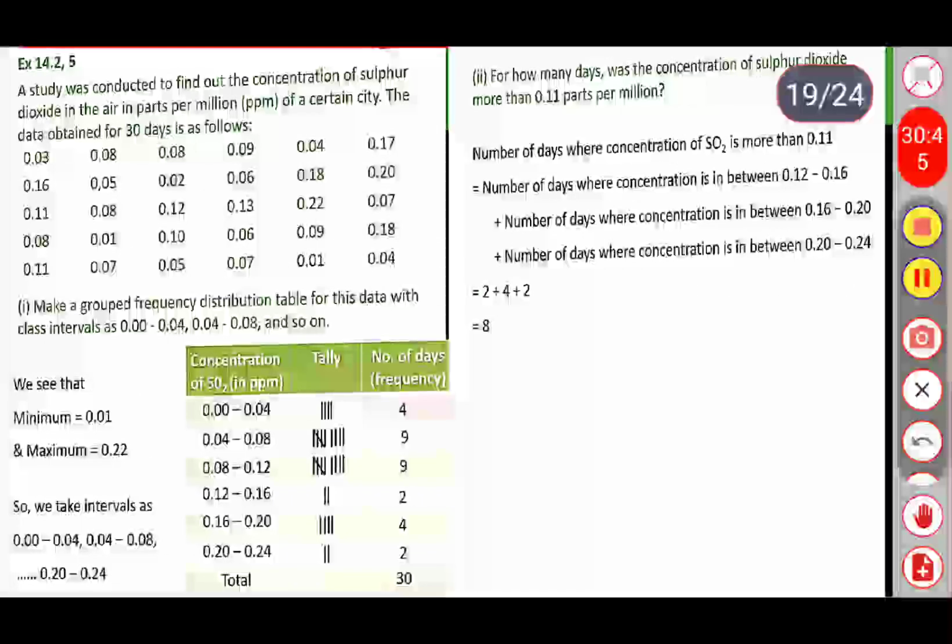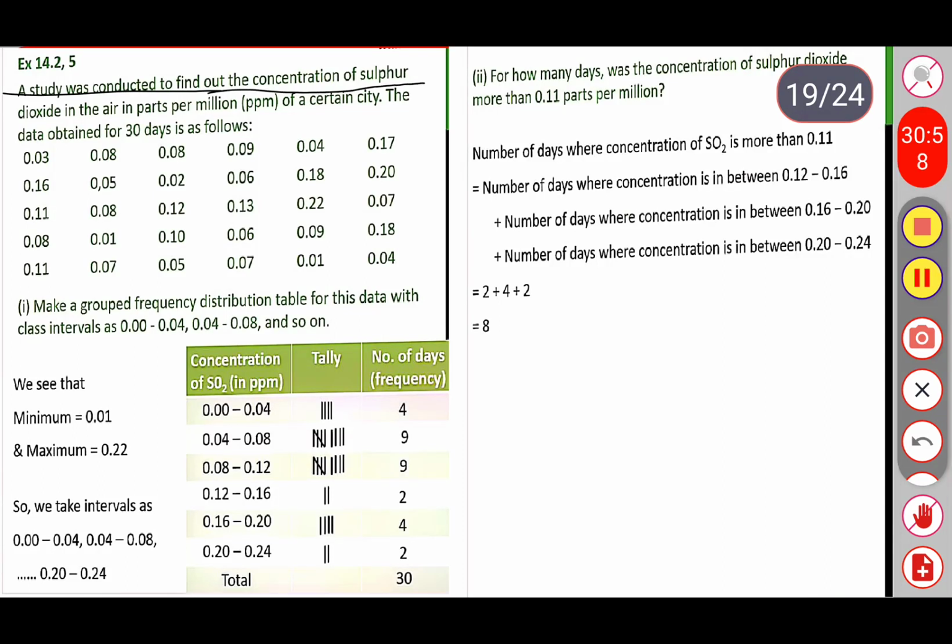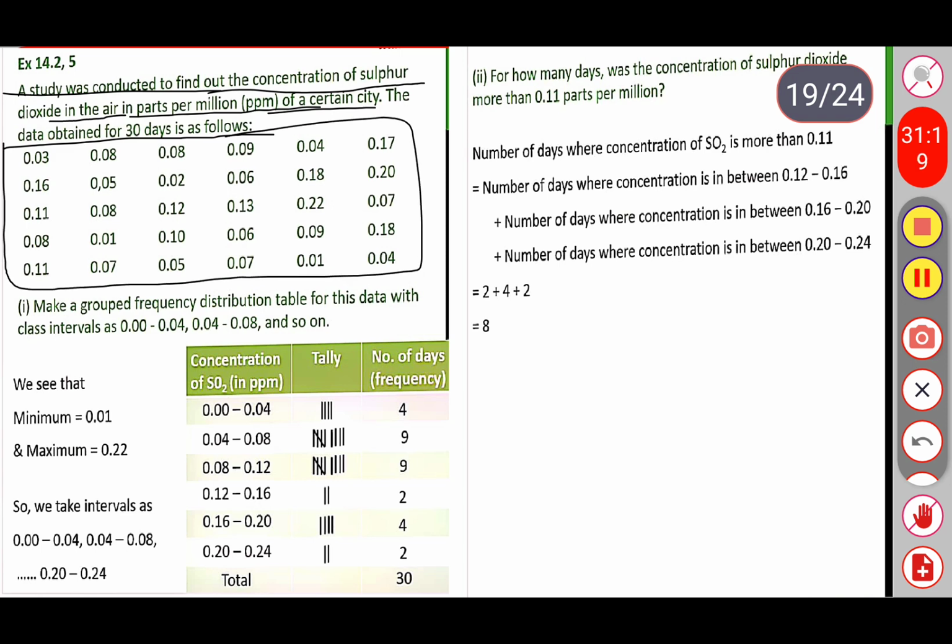Okay, see the next one, fifth question. A study was conducted to find out the concentration of sulfur dioxide in air in parts per million, ppm. Ppm means parts per million. Of a certain city. The data obtained for 30 days is as follows. Here 30 days of data are recorded. With the help of this data, we can construct a frequency distribution table.